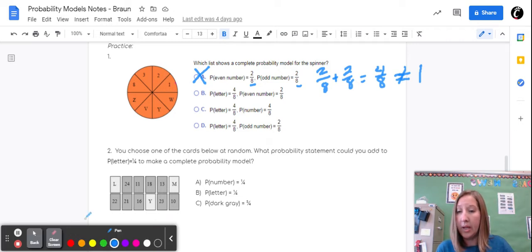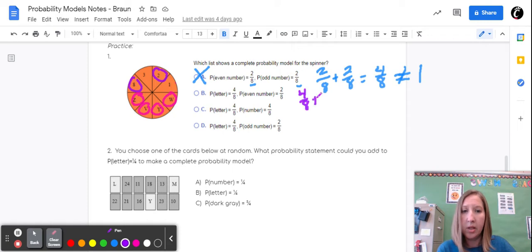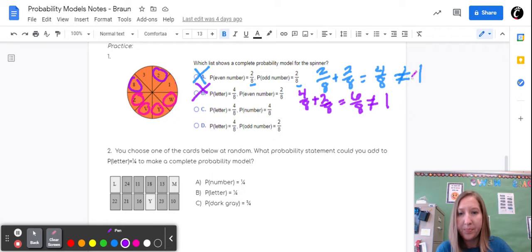All right, so B is telling me the probability of a letter. We have 4 of our 8 sections of our spinner that are letters, so 4 out of 8, and the probability of an even number. My even numbers were 2 and 8, so I had 2 out of 8. Again, I want to add my probabilities, and I'm looking at 4/8 plus 2/8, which would give me 6/8. And again, that does not equal 1, so this is not going to be a complete probability model.